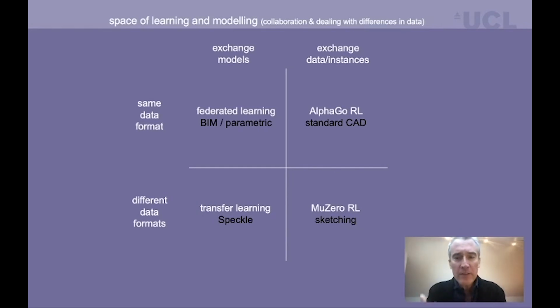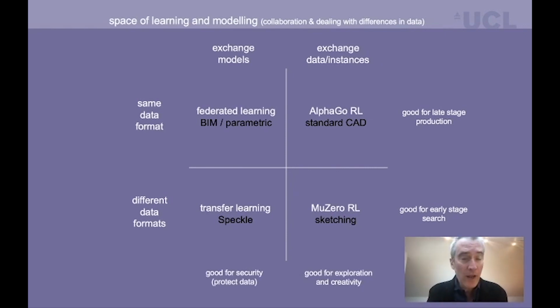So we've got different ways of working here, both in machine learning and in our representations in CAD and computational design. On one hand, we've got models that are much more standardized using the same data format, which, as I said, are good for late-stage production, perhaps. On the other hand, we've got different data formats, which are good for early-stage search. Now, we can deal either with models, or we can exchange data and instances.